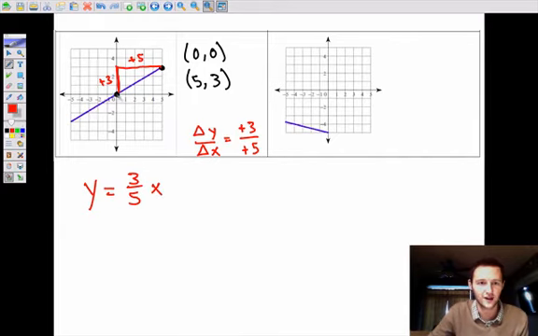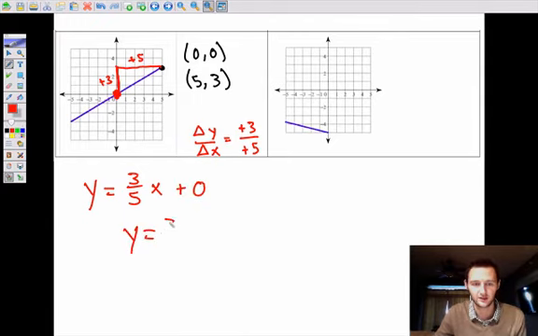And it crosses the y-axis right there at 0. So I could just write 3/5 x.